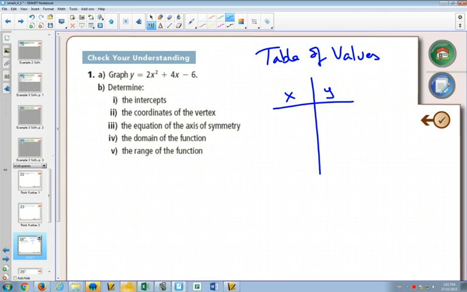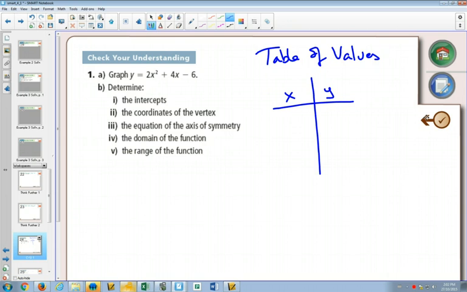Now, when you did a line, you only needed 2 points and you could draw a line because the line is straight. Usually your teacher probably said do 3 points because if you make a mistake on one of them, it'll show up because they won't line up in a line. But if all 3 of your points line up in a straight line, you know that you've got them right, and then you'll be able to graph it.